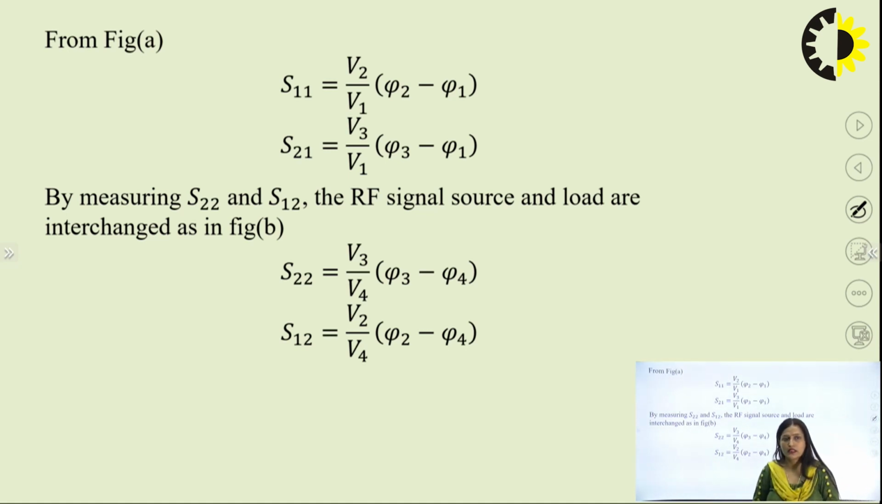Basically, S11 is the input given at port 1 and how much is reflected from port 1 and comes back to port 1, right? And S22 is the input given at port 2 and how much is reflected back to port 2. Basically, this is the reflection from the port.